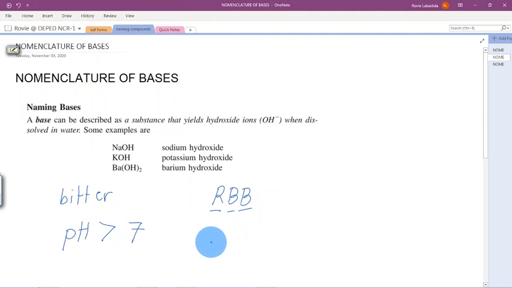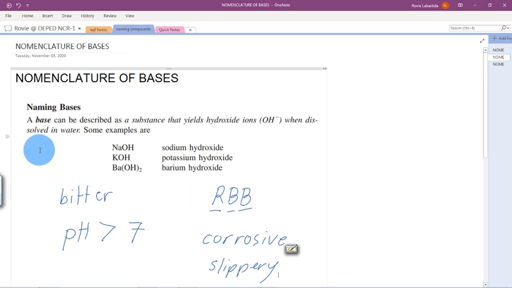Alright. Also, strong bases are corrosive. So you have to be careful when handling basic solution because it can burn your skin, especially if it is a strong base. And a base also feels slippery. Okay, so there you go. These are the properties of a base.